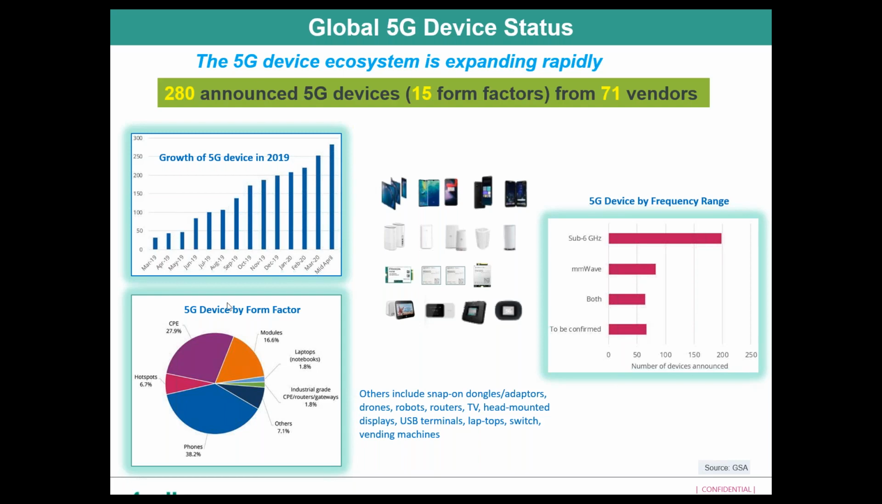What we see in the bottom left corner over here shows you the 5G devices by form factors, right? So it shows that so far, out of the 280 devices that have been announced, about 38% of those devices are phones. Right followed by that are CPEs, about 28%. And then you have modules, laptops. And then the others category, which is about 7% right now, is going to increase.